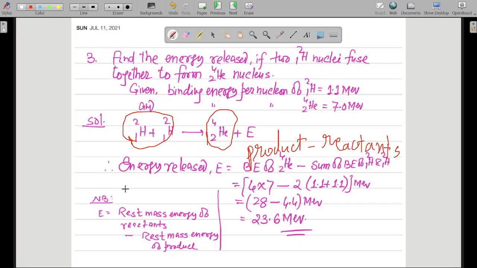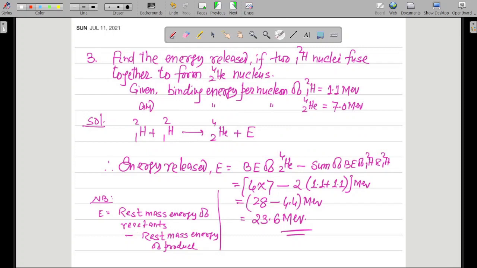But if we want to calculate the energy released in terms of rest mass energy, then from the rest mass energy of reactants you will subtract the rest mass energy of product. Let me make this very clear to you. Energy is being released in this process. What does it mean? The binding energy of this particular nucleus must be greater than the binding energy of these two nuclei combined together.